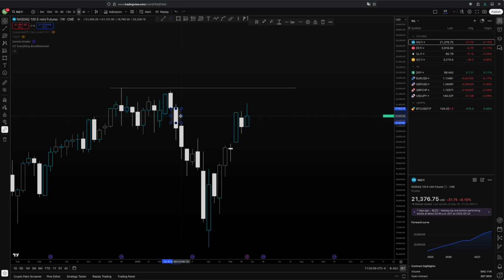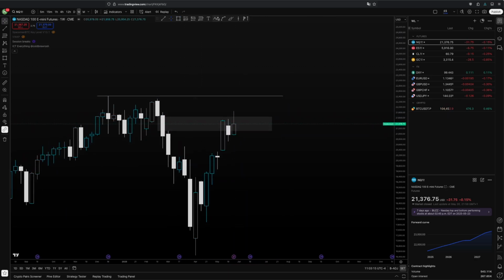And ideally, I want to see price have a full body closure past this imbalance. Once we do, then it's very likely we're going to go to this high. But like I said, no point predicting. We're just going to go into next week and anticipate based on what price gives us.